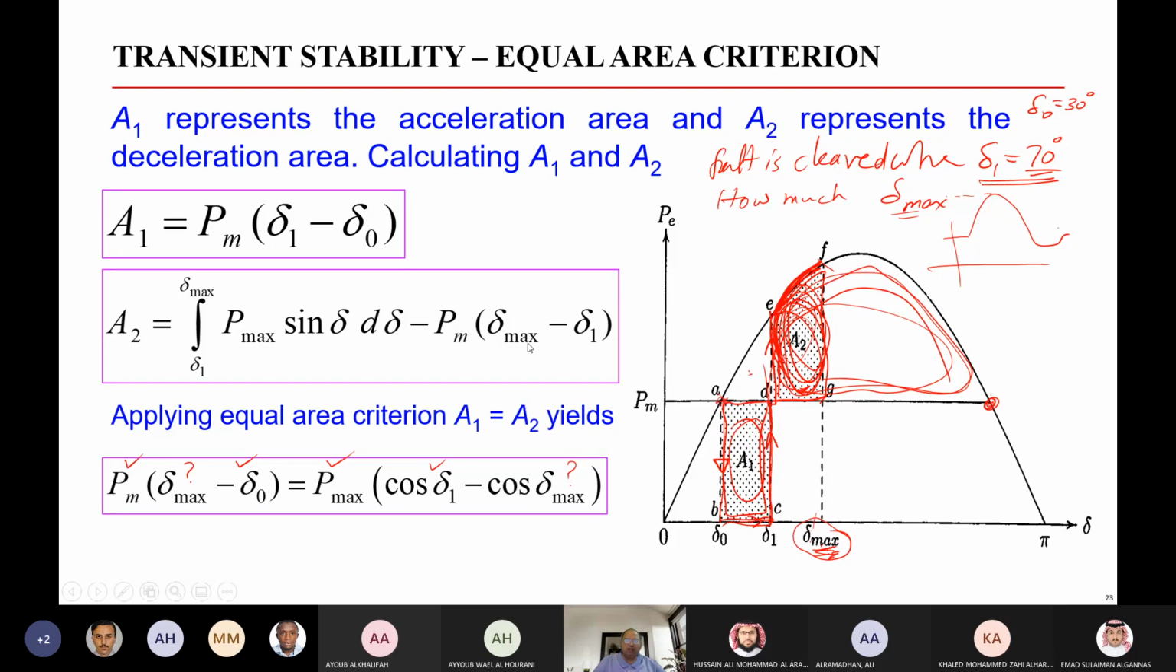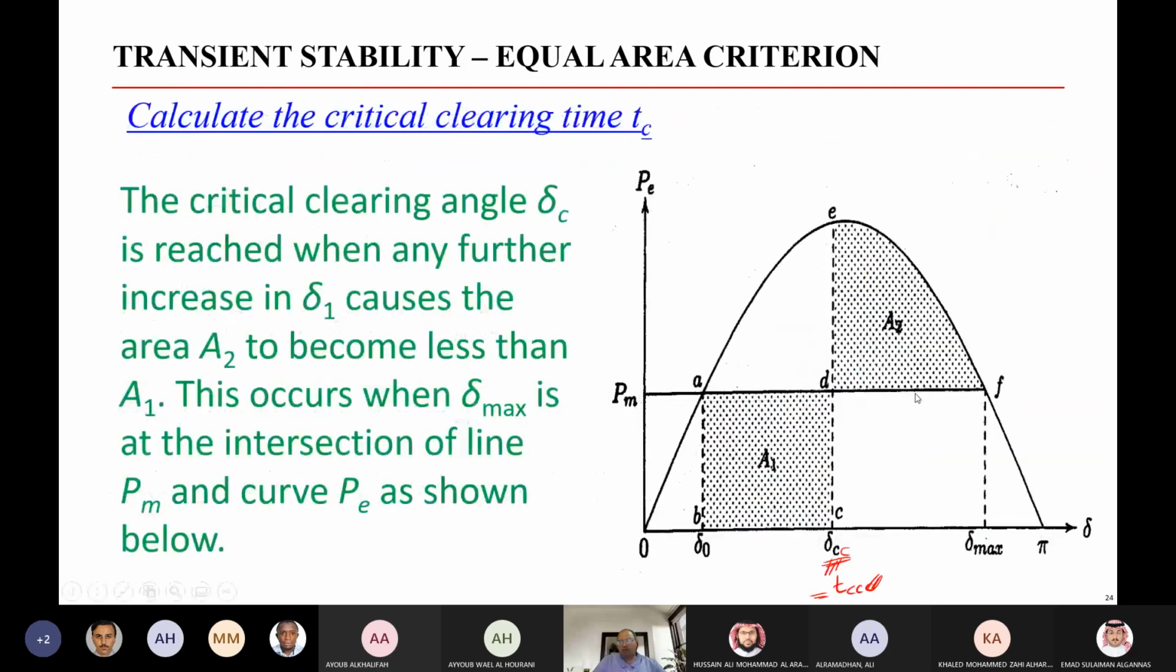Could be more than 90 degrees? Yeah, of course it could be. It depends also on the fault type and the fault location. Sometimes, yeah, it could be, for example, if the machine is very lightly loaded. Then the machine here, for example, has its mechanical power.